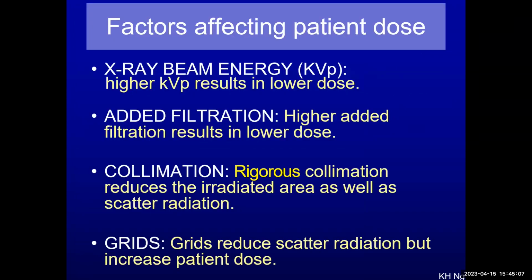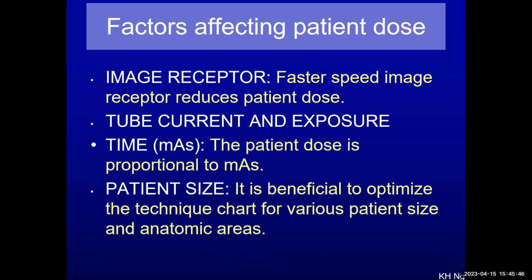So finally, just to cover some factors affecting patient dose. X-ray beam: the kV, higher kV results in lower dose. Added filtration, higher added filtration results in lower dose. Now, this is broadly speaking, but there are also exceptions. You need to look at these factors together. Okay? Collimation is important. We need to have rigorous collimation, right? We just irradiate the necessary organs involved, and the radiographers play a very important role in that, and the grids as well, the anti-scatter grid and image receptor. Right?